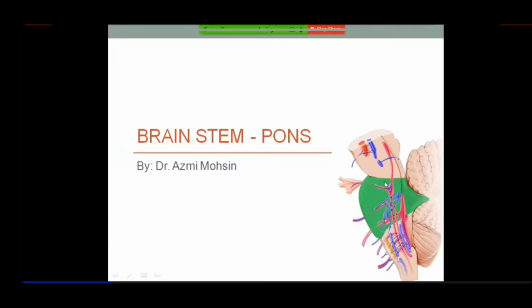Okay, so pons you can see. Now we'll talk about the external and internal features of the pons. You can see that this all here, the ventral aspect of the brain stem, it's a content. All this, even the cerebellum, this is rhombencephalon, the hindbrain.